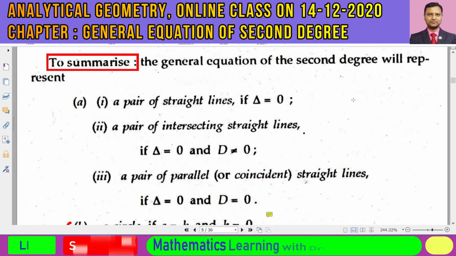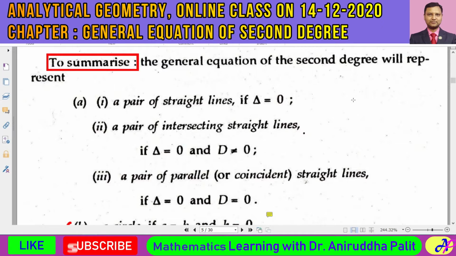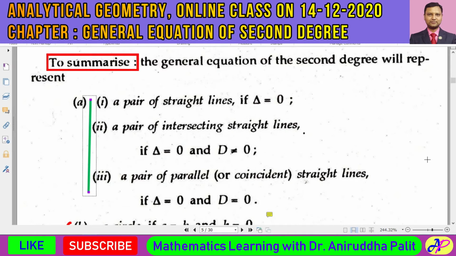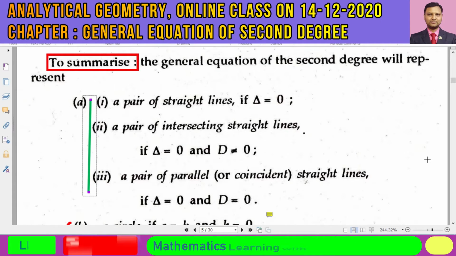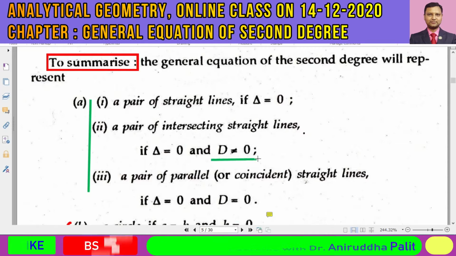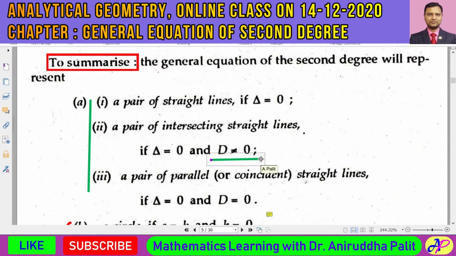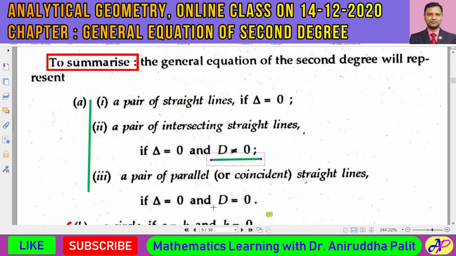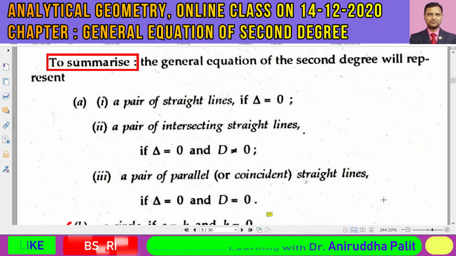I'm just going to the results that I discussed in our last class on this chapter. The general equation of second degree represents a pair of straight lines if delta is equal to 0. Number 2, it would represent an intersecting straight line if delta is equal to 0 along with d not equal to 0, and it would represent a coincident or parallel straight line if along with delta equal to 0, d is equal to 0. So we discussed all these results in detail in the chapter on pair of straight lines.